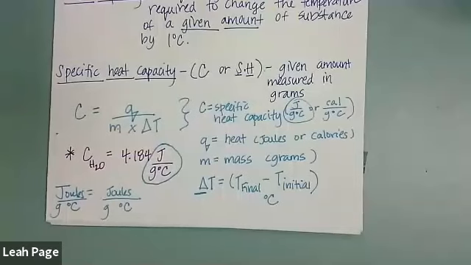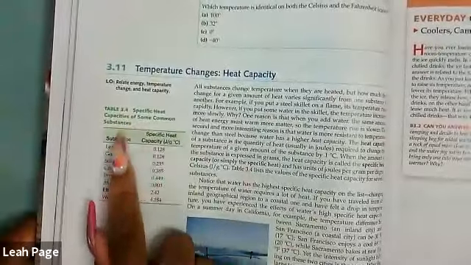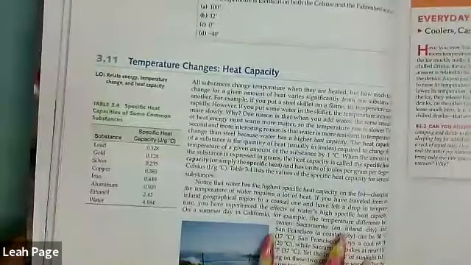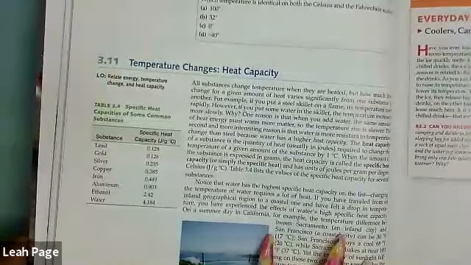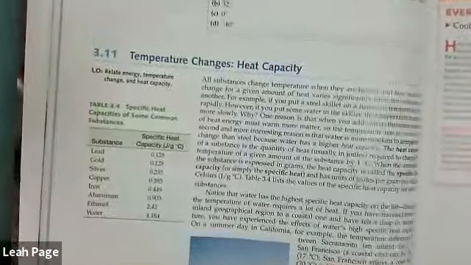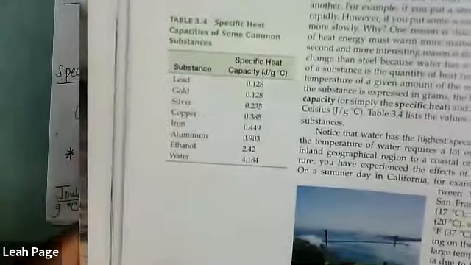I think there's a table in your book. Let's see what page that table is on. Okay, the table is on page 76 in my book, so maybe it's 75 or 77. It's table 3.4, specific heat capacities of some common substances. You guys might need to know this for your homework. You can easily just Google specific heat capacities of common substances.